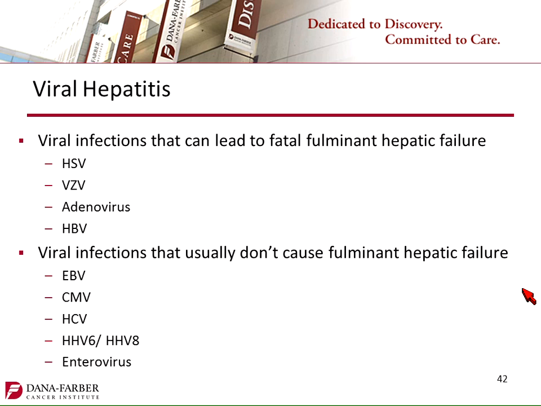So what about viral hepatitis? Viral hepatitis, we think of more farther out from transplant and not usually in the initial hospitalization. The viral infections that can cause fulminant hepatic failure are HSV, VZV, adenovirus, and Hep B. Viral infections where patients come in with elevated LFTs, but not usually liver failure, are EBV, CMV, Hep C, HHV6, and enterovirus.